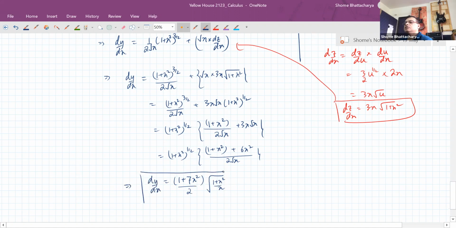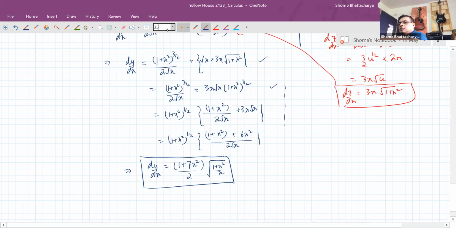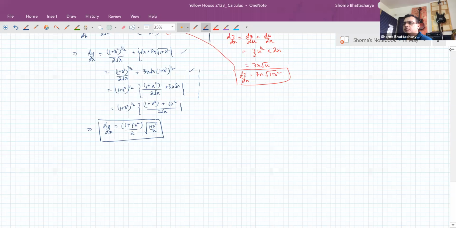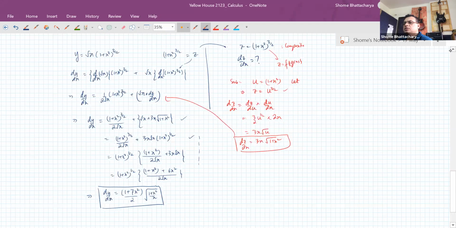So we got the value of dy by dx right in this step here only. From this step onwards, we are just simplifying it further. So this is just a more lengthy version of a differentiation question, because we are having to use two of the properties. Otherwise, there's nothing new in it. It's just that it's lengthy because of that reason.